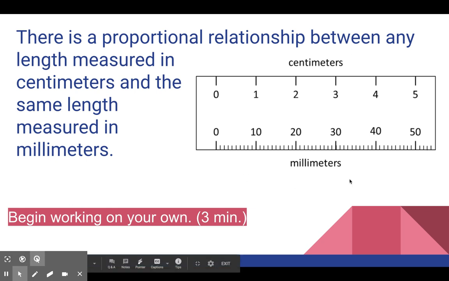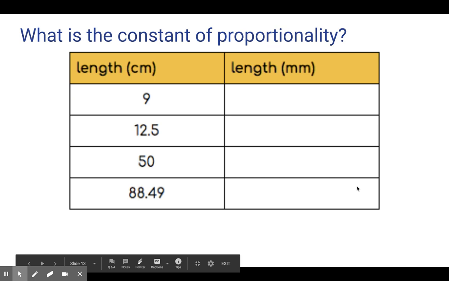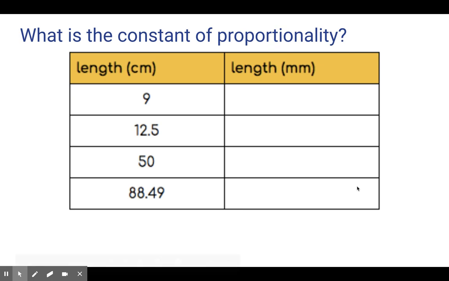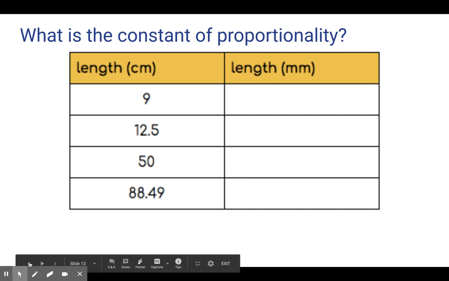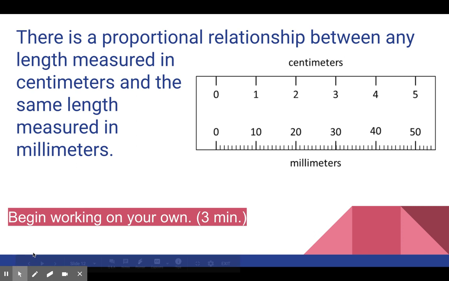All right, so let's go ahead and check some of our work. The first part of the student companion asks you to complete the table, and we need to determine what the constant of proportionality is. Based off of our ruler from the previous page and also in our student companion, we know that everything essentially has been multiplied by 10. 1 times 10 gave me 10, 2 times 10 gave me 20, 3 times 10 gave me 30, and that's how we can find the comparison.